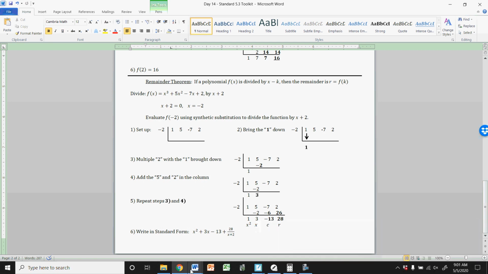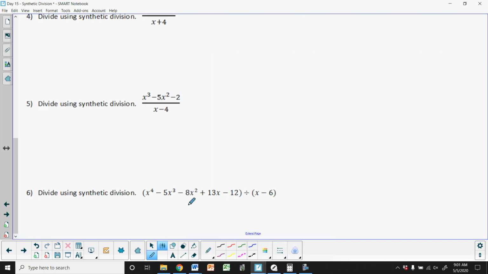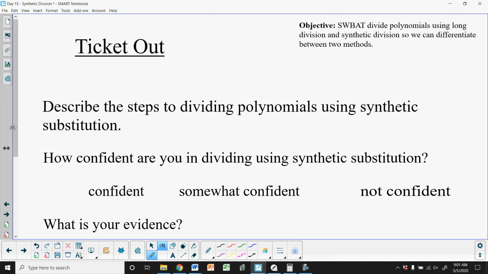All right, and then we have our ticket out. That was yesterday, or last class. So describe your steps to dividing polynomials using synthetic substitution. Write those steps out. What do you do first? What's the setup? That's going to help with your memory. And then how confident are you in dividing using synthetic substitution? Maybe you still have some questions, so you're somewhat confident. Maybe you're not sure at all and you have to go back and check it out again, then you're not confident. But if you get it, put confident, and state your evidence.